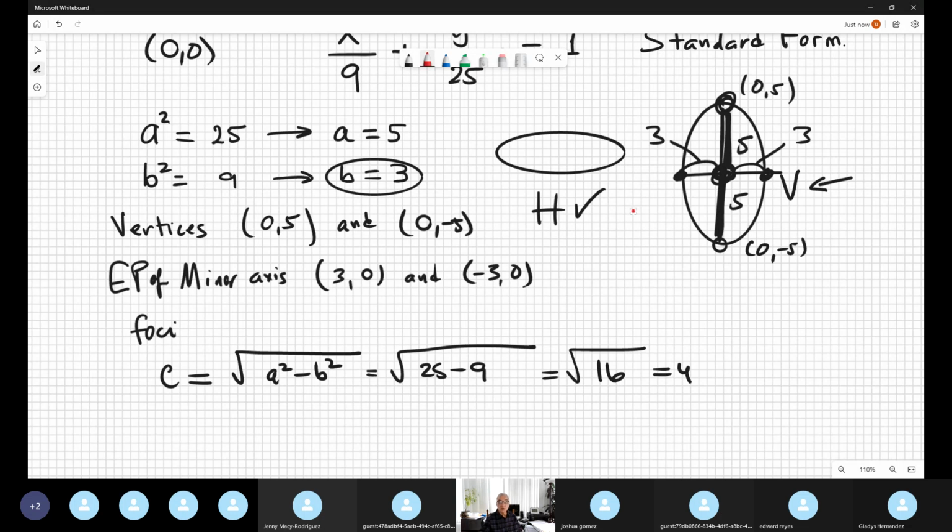That distance, let me use another color, is 4. And this is the foci, focus 1 and 2. And this distance is 4. Therefore, the foci are located at points on the y-axis, entonces 0,-4 and 0,+4. The order is not important. You indicate the order that you want. Is this clear or confusing?